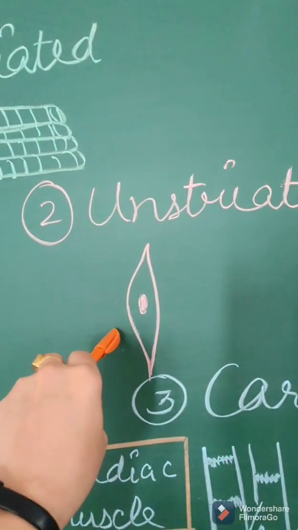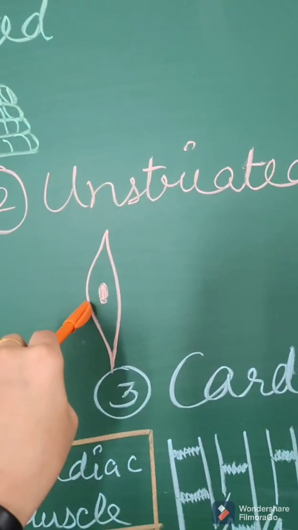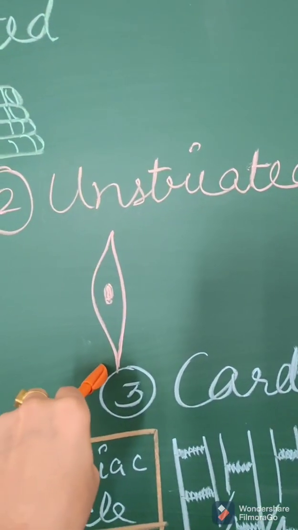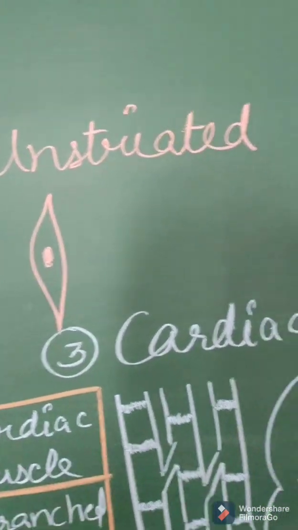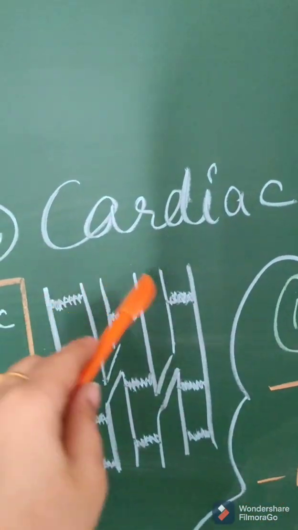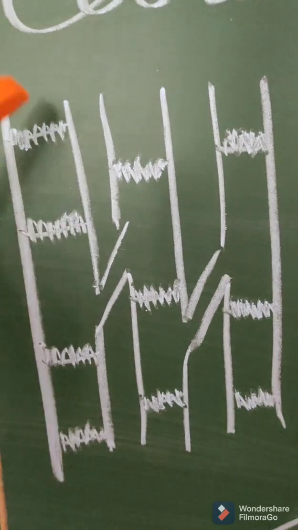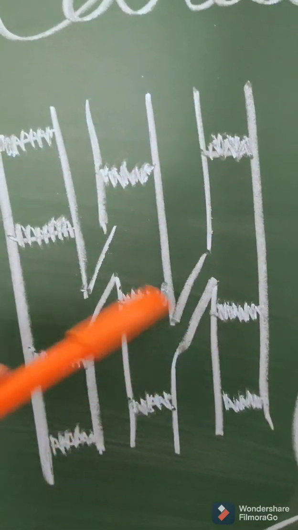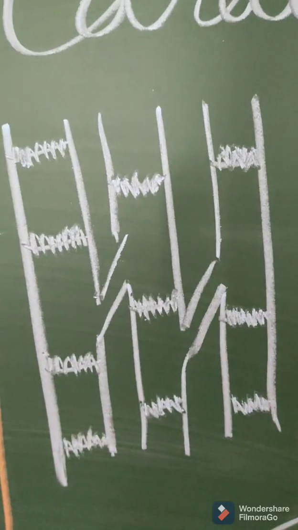You can see here a spindle shaped cell is there. Spindle means which is wide from the center and narrow at the tips. So such cells are present in unstriated. Then we have cardiac. So this is the structure of cardiac muscle. You can see it is branched. It is joined here and it is having bands on it.